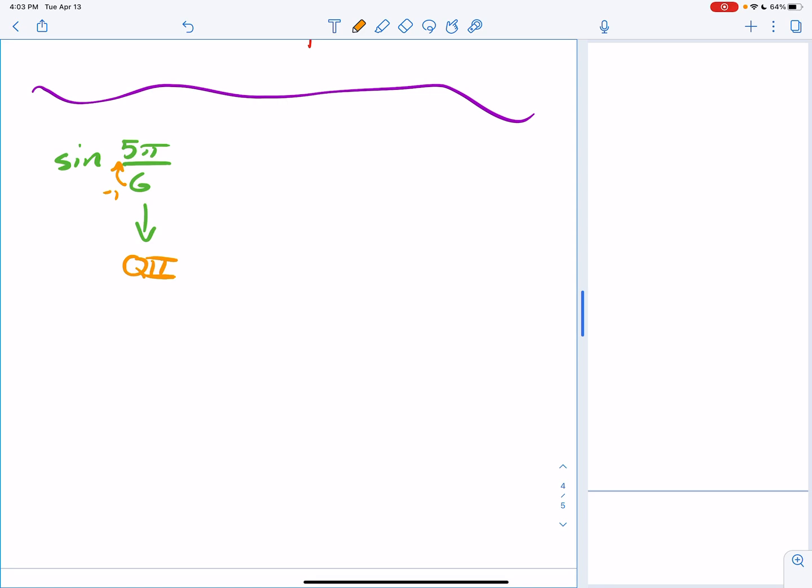And for sine in quadrant 2, you should know that your answer comes out positive. Sine of anything over 6, you know it's going to come out some version of 1/2. So then your answer is going to be a positive 1/2.